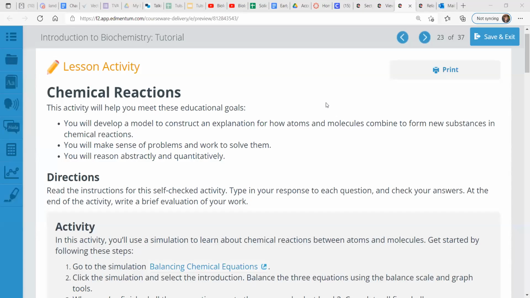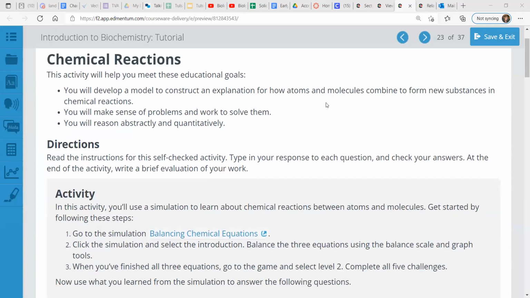Hey, it's Mr. Shrum, and I'm in the Introduction to Biochemistry tutorial, and we're going to go through the lesson activities in that lesson. The first one is chemical reactions. We're going to develop a model to construct an explanation for how atoms and molecules combine to form new substances in chemical reactions, and it'll be relatively fun.